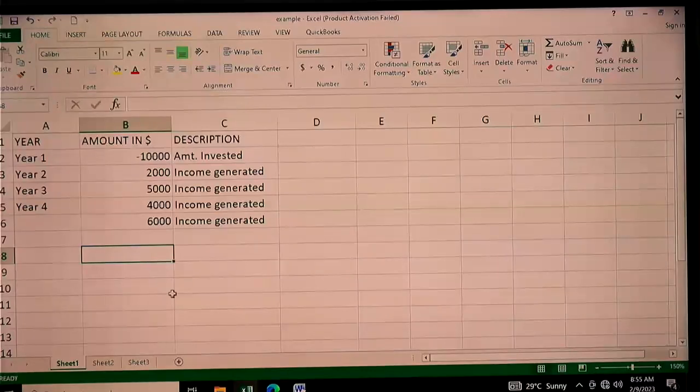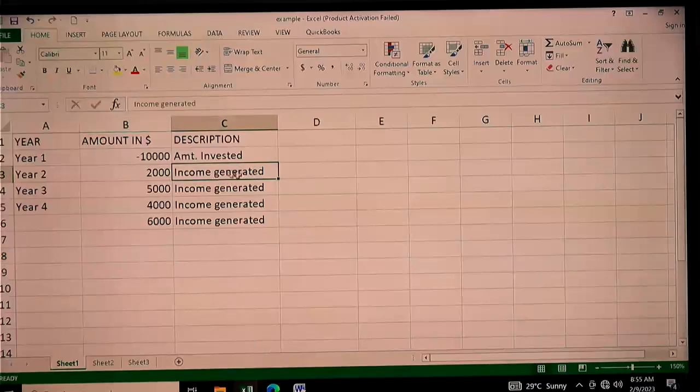So now, with that worksheet, we are to compute the internal rate of return. This is income generated. This is amount invested. First year. Second year, we got this amount. Third year, we got this amount. Fourth year, we got this amount. The fifth, we get this.